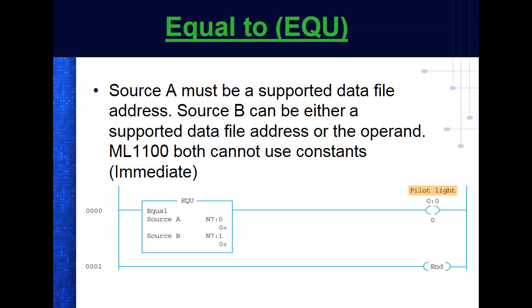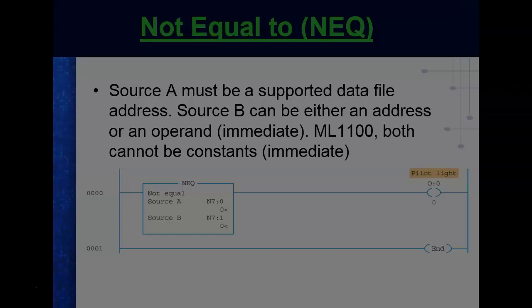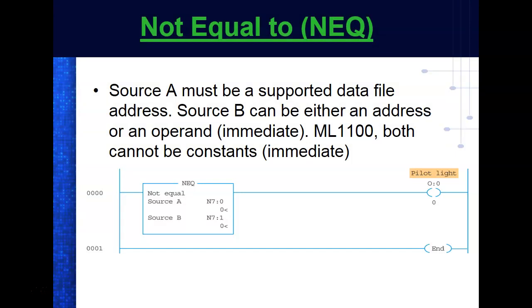Does this make sense? Pretty straightforward. Very powerful command. This is not equal to. So that means if source A and source B are not equal, now source A has got to be an address. Source B can be an operand. It could use immediate, or it could use one of the other addressing modes.